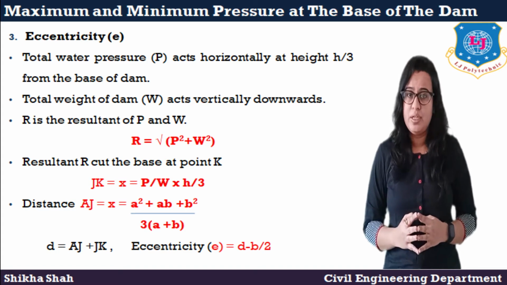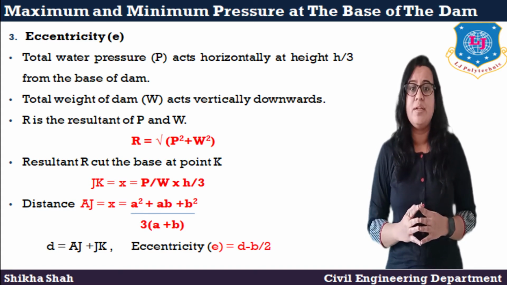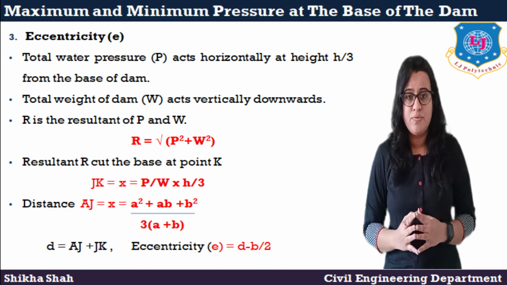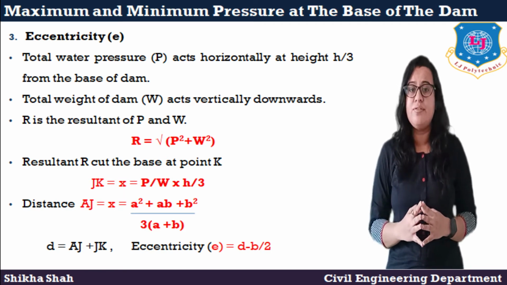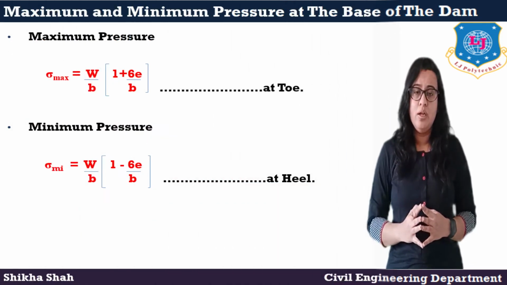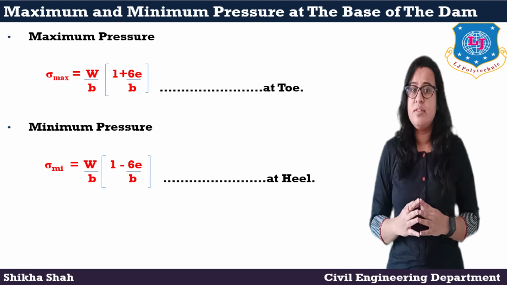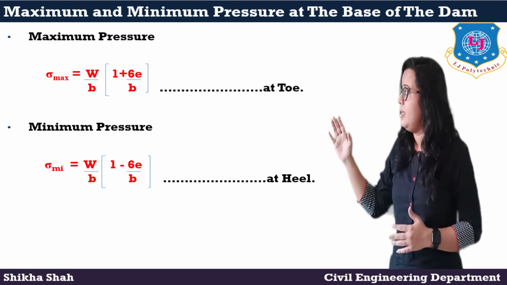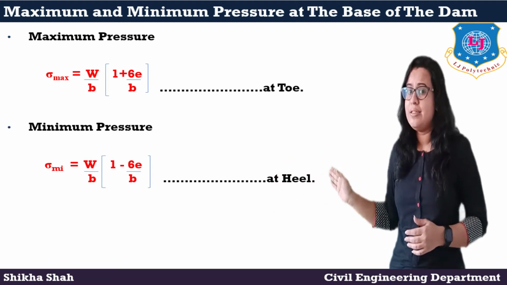and distance AJ is equal to (a square plus ab plus b square) divided by 3(a plus b), where a and b are the top and bottom widths of dam. So d is equal to AJ plus JK, and eccentricity is equal to d minus b by 2. The final equation of maximum pressure and minimum pressure is sigma max is equal to W by B into (1 plus 6e by B), and sigma minimum is equal to W by B into (1 minus 6e by B).